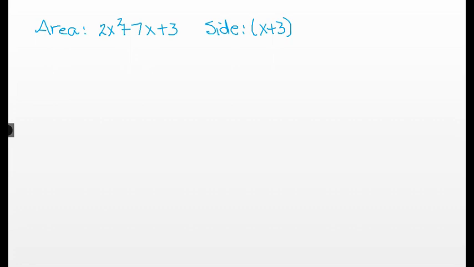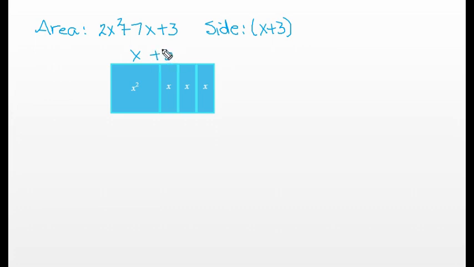In the next example, we're given the complete area and one side length, and we are asked to find the other side length. It tells us that we have one side length that is x plus 3. So I have that one side length, and I've got to figure out what this other side length is so that I have a whole combined area of 2x squared plus 7x plus 3. Well, I know that I only have one x squared right now, and I need another x squared.